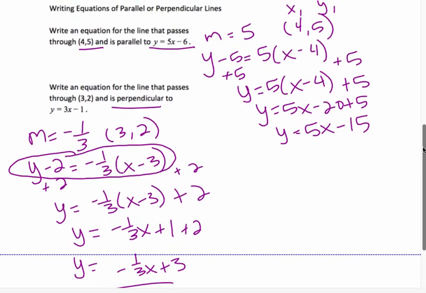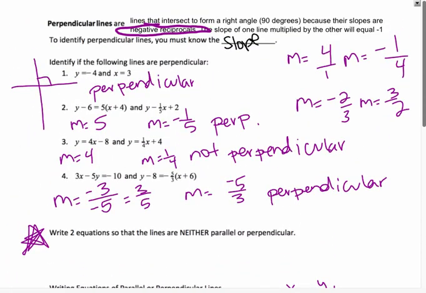So that's how you do parallel and perpendicular lines. The key thing here is the slope, and we'll be doing some practice problems in class. See you then.